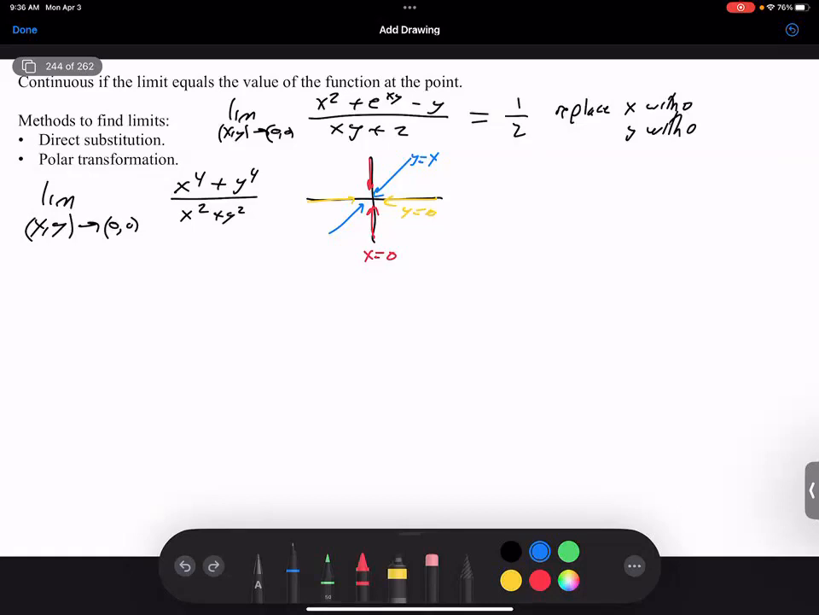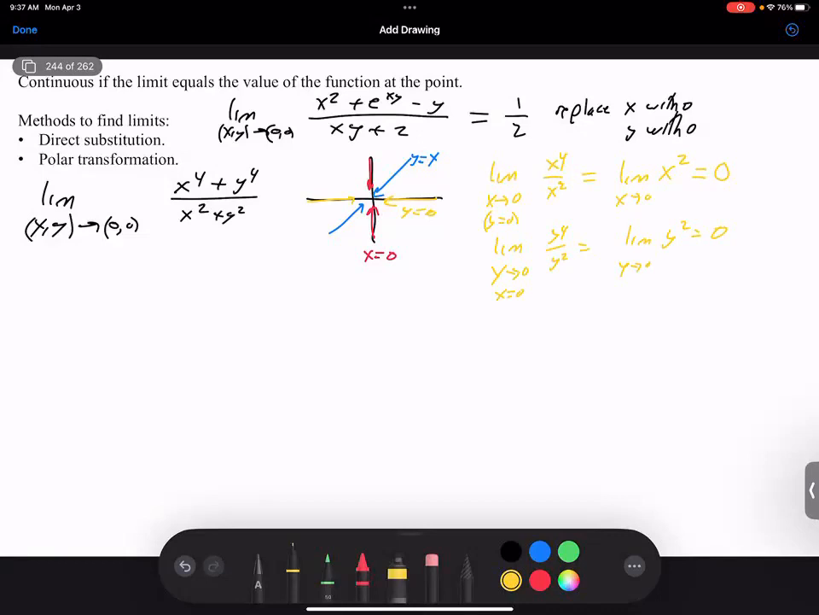Okay. So now let's look at the path y equals 0. So if we look at the limit as x goes to 0, this is the path y equals 0. Well, when y equals 0, we get x to the 4th over x squared. That's the limit as x goes to 0 of x squared. What does that equal? And that's going to just be 0. And if I look at the limit as y goes to 0 along x equals 0, I'll get y to the 4th over y squared, which is just the limit as y goes to 0 of y squared, equals 0.